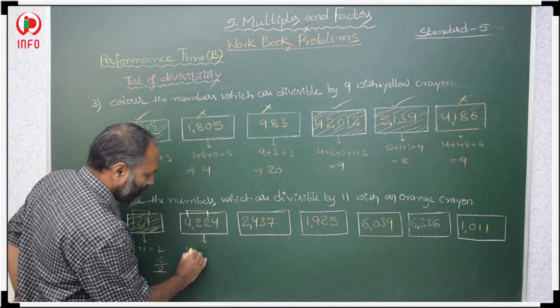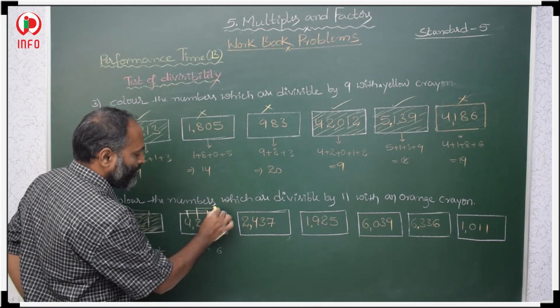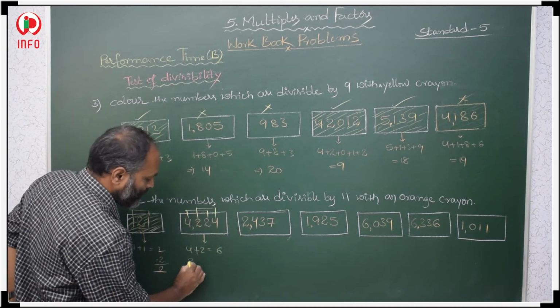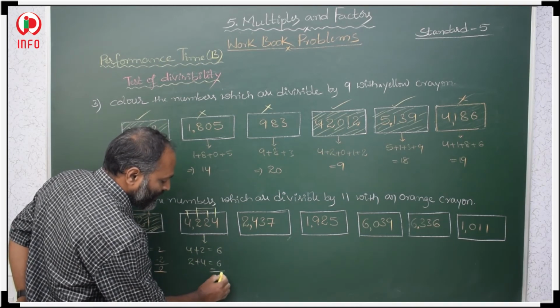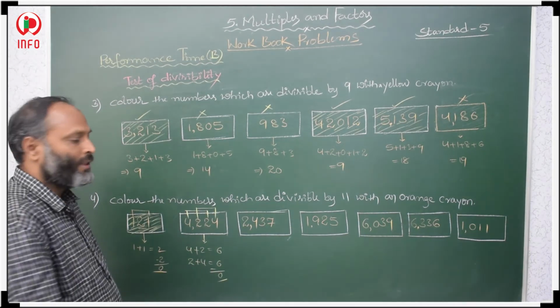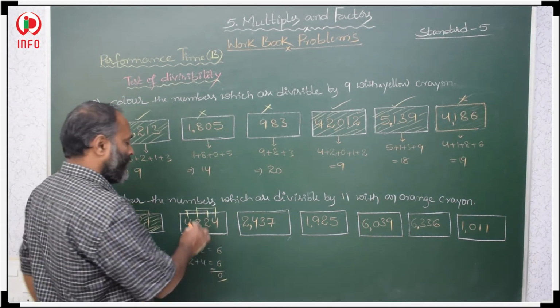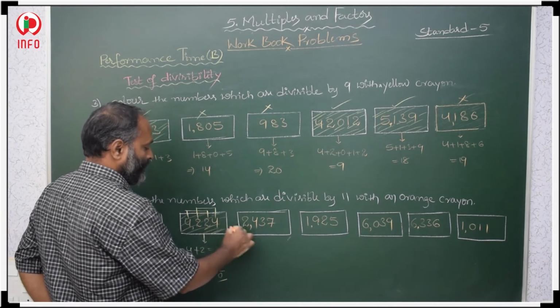4 plus 2 is 6. Then the sum of even digits, 2 and 4, that is 2 plus 4, is 6. Then find the difference, 6 minus 6 is 0. If 0 or multiples of 11 are there, that number is divisible by 11. Then color with orange. Okay.